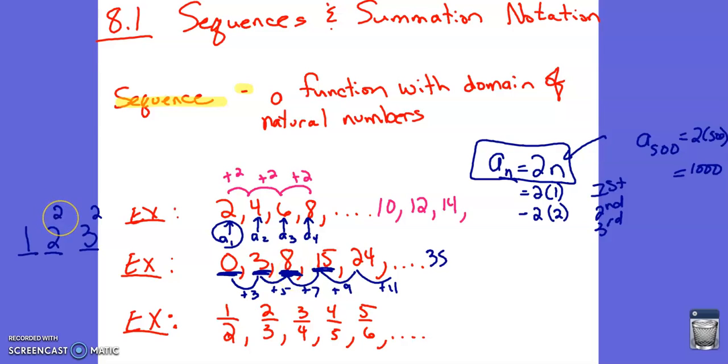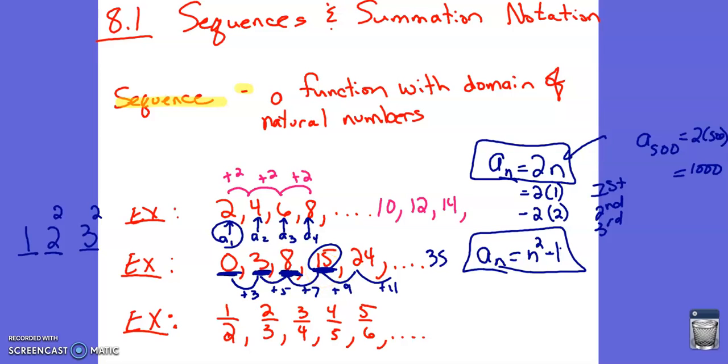Oh, and then 2 squared is 4, but see the second number is 1 less than that. And so you could come up with your function, a sub n equals n squared minus 1. And so you could literally plug 4 into there for the fourth term. 4 squared is 16. 16 minus 1 is 15.